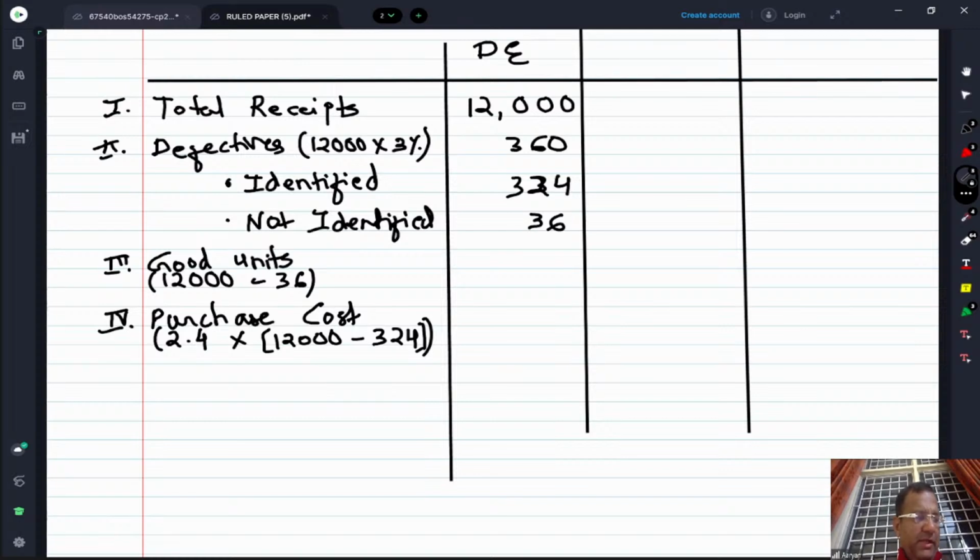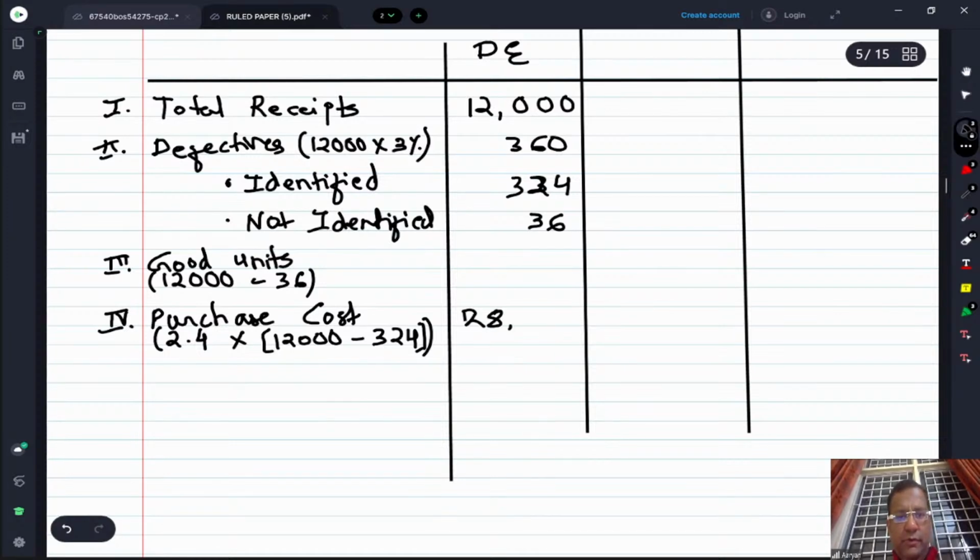Just a minute, I'm making the calculation. 12,000 minus 324. It's 11,676. Multiply by 2.4. So it comes out to 28,022 rupee. Okay. Now we have to add inspection cost.